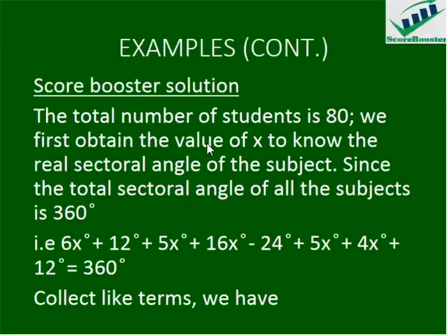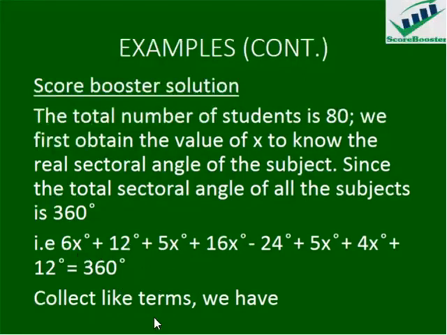So we first obtain the value of x to know the real sectoral angle of the subject. So we know that the sum of all the sectoral angles of the 5 subjects will be equal to 360 degrees, which is the sum of angles in the circle. So we sum the angles together. So this is the sum.